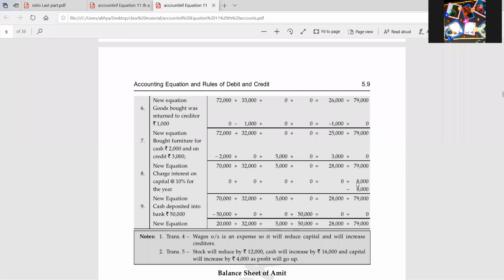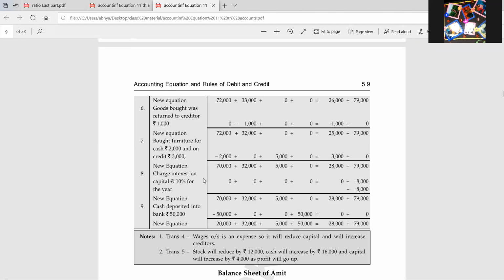So 8,000 is added in the capital and the same amount is deducted from the capital. I am explaining the reason again why it is added: when the businessman will be getting interest from business, then his capital will be increased. That's why we have added. And when the business will be paying this interest to the businessman, then it is an expense for the business. That's why it is subtracted. Income for the businessman and expense for the business. So once it is added and once it is deducted, every time the same treatment will be there.